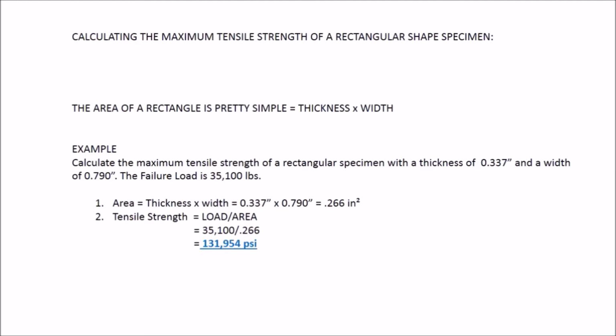Next is the tensile strength, load over area. So it's 35,100 divided by 0.266, which equals 131,954 pounds per square inch.